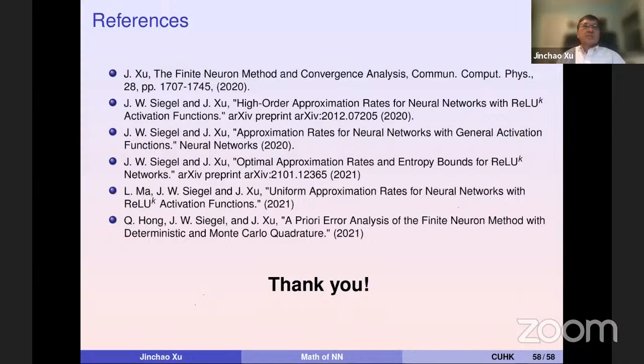So basically, you're talking about the superconvergence and so on. And you mentioned that for one specific finite element method, if you combine with the neural network, you can get much higher order of convergence.